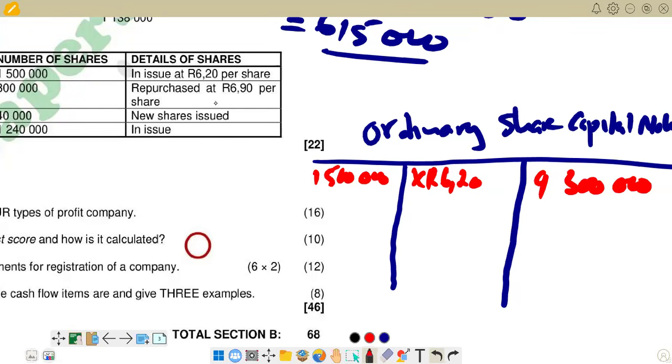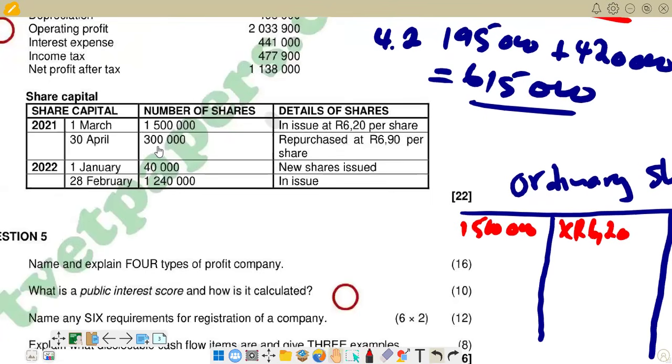Then we find that the next item is repurchase at $6.90 per share. But very important, let's take note when there's a repurchase and the number of shares that were repurchased, 300,000 shares. But we need to find the value of these shares that were repurchased. Never use the value that you are given there, $6.90, because this $6.90 has got an extra amount that we are not concerned with in the ordinary share capital note. Remember, the price that is used to repurchase can be above the average share price.